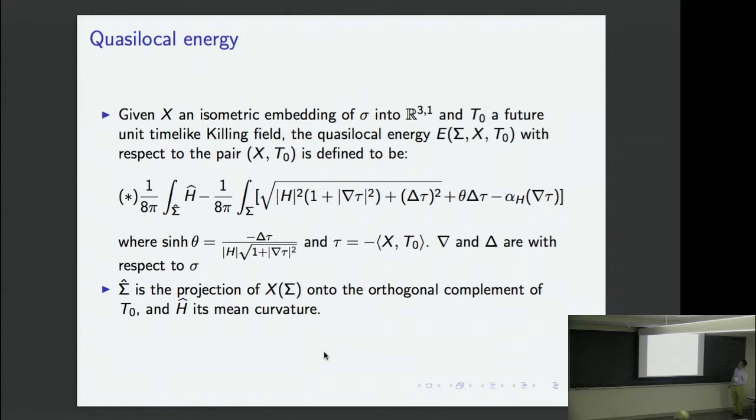Okay. But it's not just about the physical surface. Of course, you can see this H here. That's just the norm of the mean curvature vector of the physical surface. And also this alpha H here. That's the connection one-form I was talking about. And there's also a theta here that is defined this way. And you also depend on this normal mean curvature. Okay. But you also depend on this tau here. So tau is the time function here.